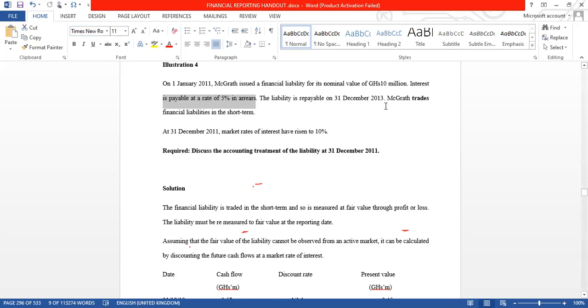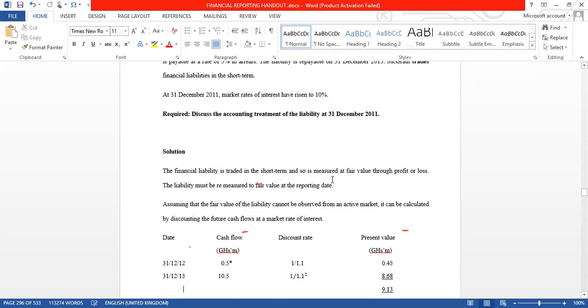Okay, so they said that McGrath trades in financial liability in the short term, and at 31st December, market rate has risen to 10%. All right. So you need to go through and do your initial and subsequent measurement. Okay, so that is what you see here.